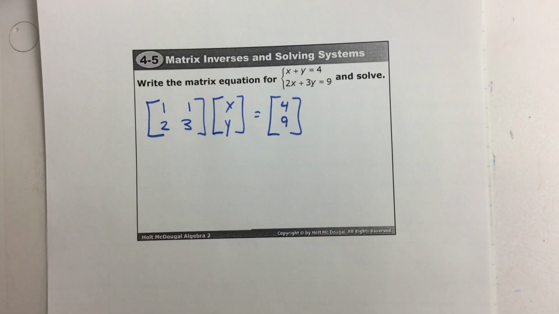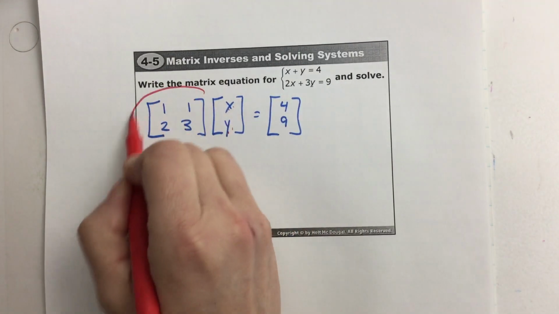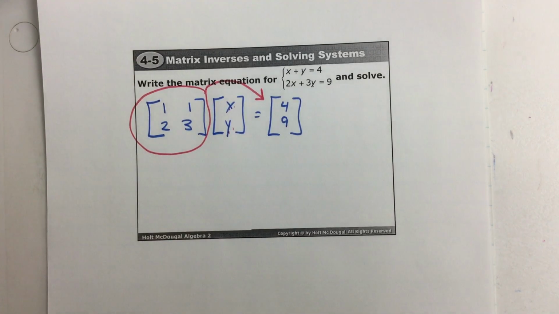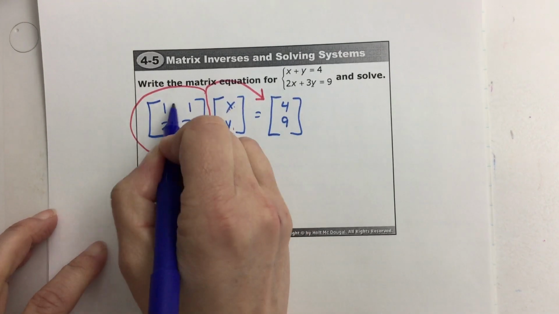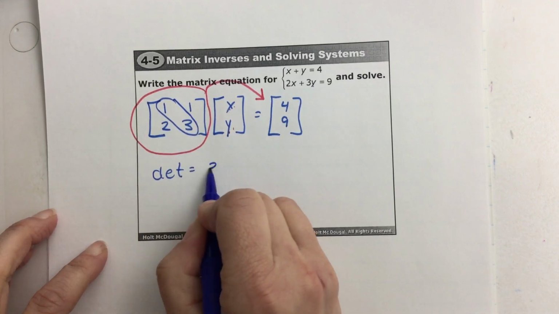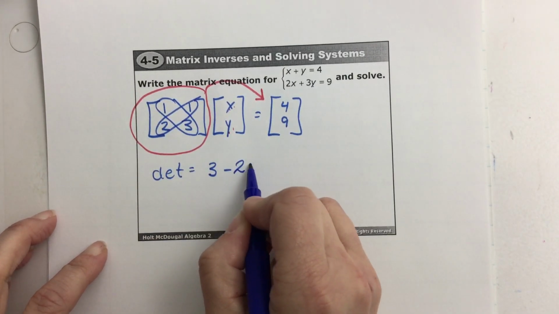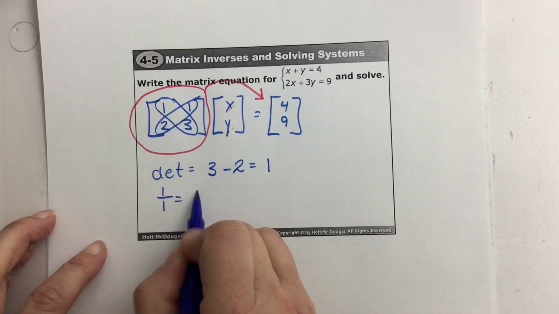Now in order to solve for x, y, your variable matrix, you have to move this to the other side. The way you do that is you find the inverse. In order to find the inverse, you start off with the determinant. 1 times 3 is 3, minus 2 times 1 is 2. 3 minus 2 is 1. 1 over 1 is a 1.